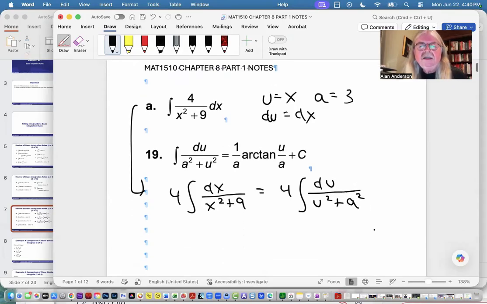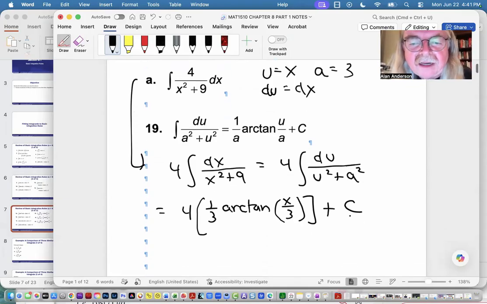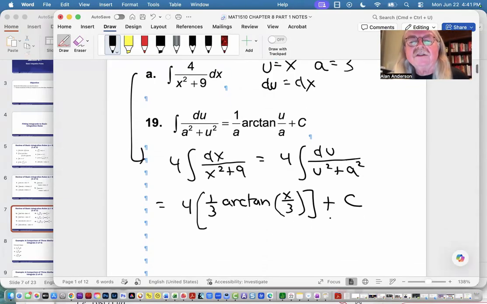And that tells me that it's 4, keep the 4 on the outside, 1 over a, which is 1/3, arctan of u over a, which is x over 3. And then, of course, we have the constant of integration. And that's our answer. We're done. Of course, you can distribute the 4 if you want, but this is our answer.